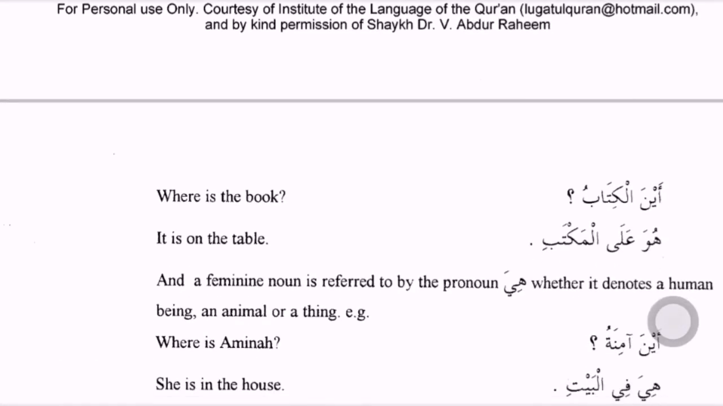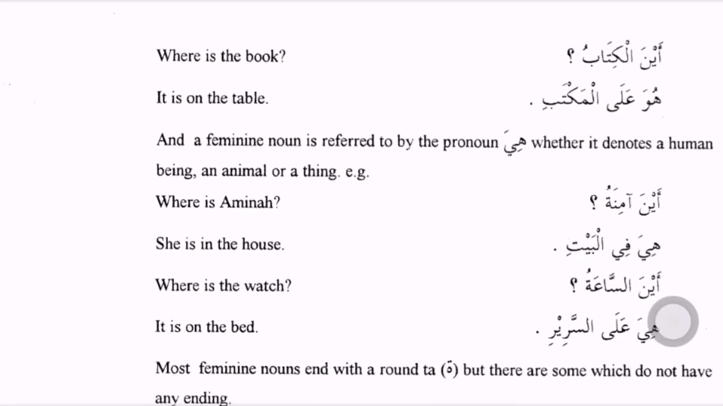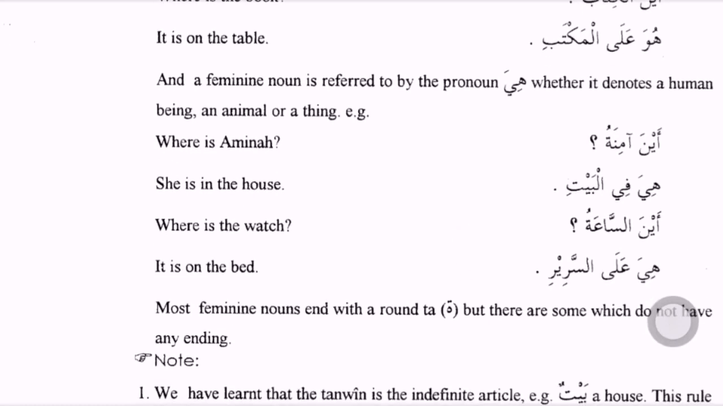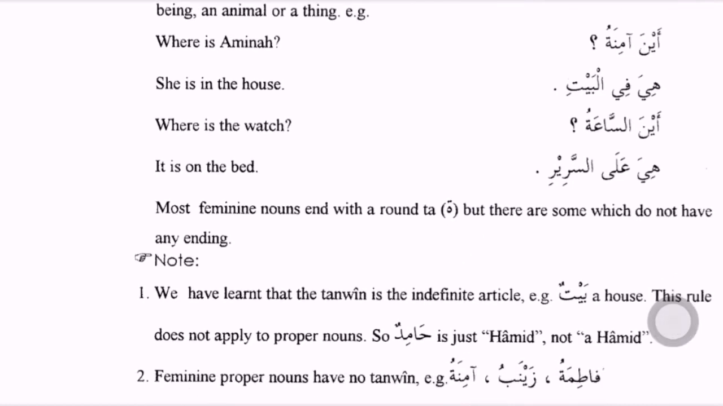Aina al-kitab, where is the book? Huwa ala al-maktabi, it is on the table, because we are referring to a book there. Then we say huwa, not hiya. Aina Amina, where is Amina? Hiya fil bayti, she is in the house, because the hiya there represents Amina. Aina as-sa'a, where is the watch or clock? And sa'a could also be interpreted as time. It depends on what you say. So here, ala as-sarir, it is on the bed.